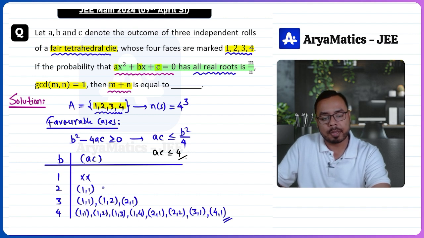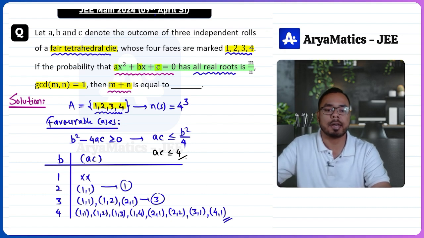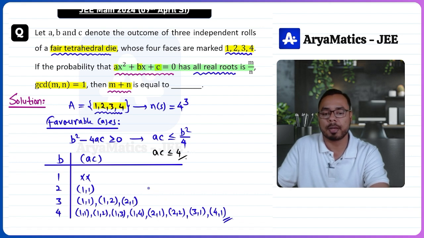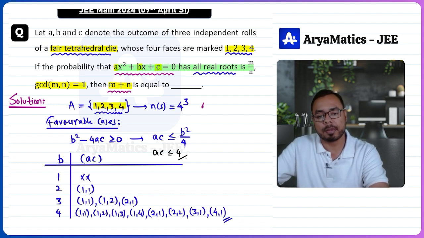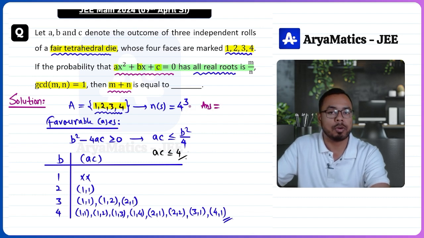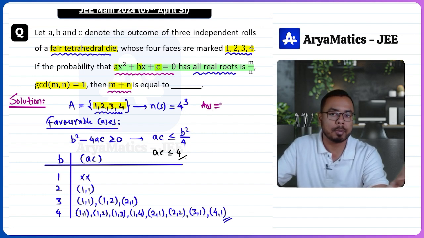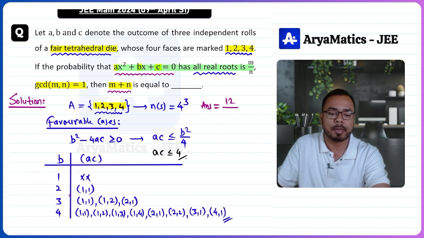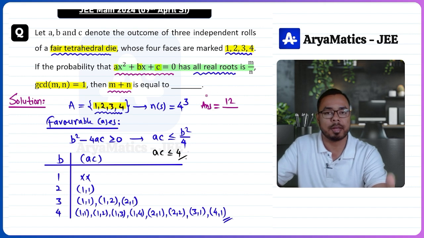Now, here we are getting one case. Then in this one, we are getting 3. And finally, in this last one, we are getting 4 plus another 4, so that will be 8. So if you count all these different cases, you are getting 12 different cases. Those are the favorable cases. Now we have to find the probability that this will have all real roots. Probability is nothing but number of favorable cases by total number of cases. So here we are getting 12 favorable cases. There are 12 quadratic equations for which the discriminant will be non-negative and therefore they will have all real roots.